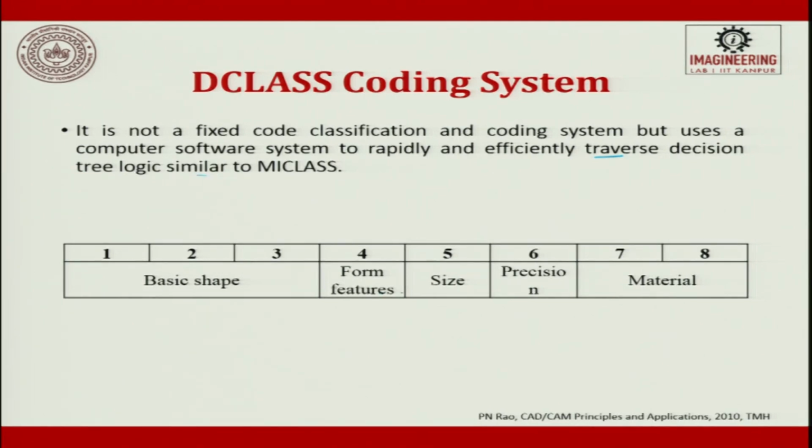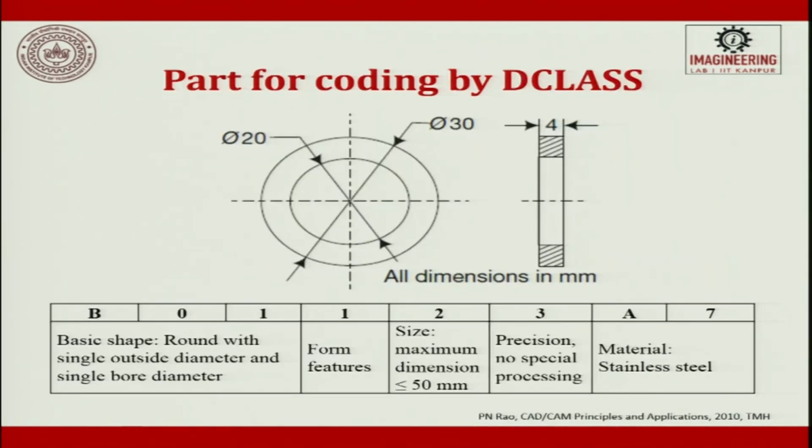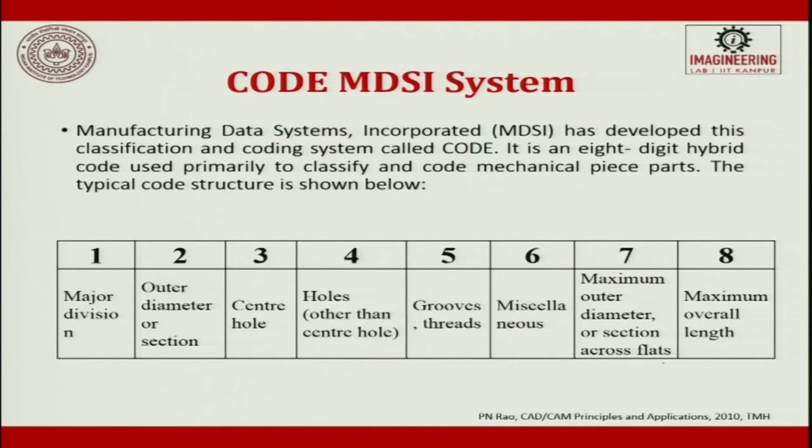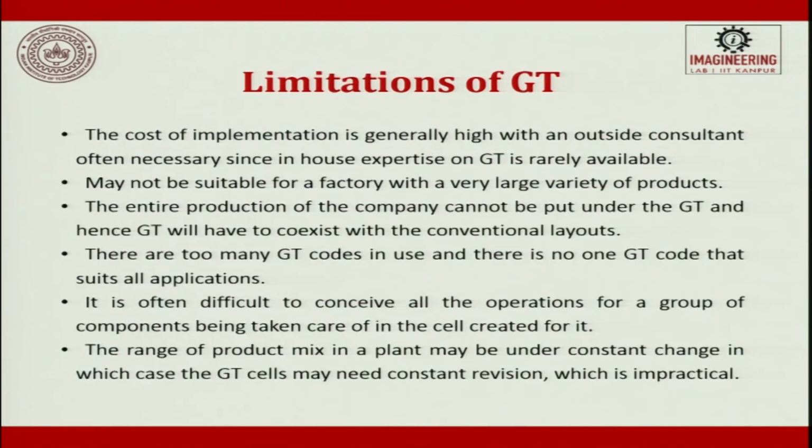So, we have basic shape, forms, size, precision and materials. It is 8 digits you have. Part coding by D class, you can say B round, then you can have 0 outer diameter, bore, then you can have form, size, precision and materials, stainless steel is used. MDSI is another system. MDSI is nothing but Manufacturing Data Systems, developed by classification and coding called CODE, which has 8 digits, hybrid coding using primary classification and secondary classification.